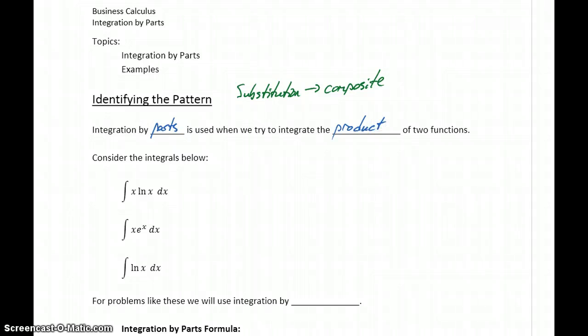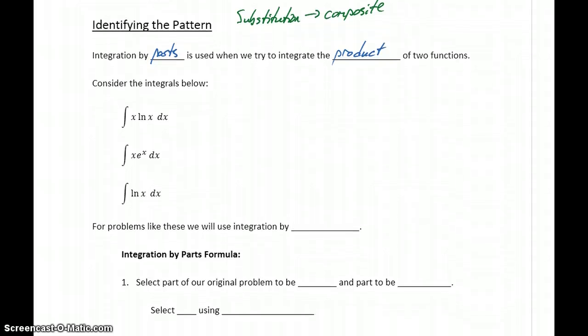So one of the main things to keep in mind with these two integration techniques, substitution and integration by parts, is when we should use each method. There's going to be some other similarities between the two methods, so it's going to be important to keep them straight, understand which approach we're using and why.